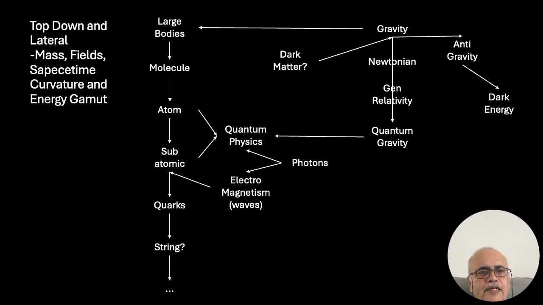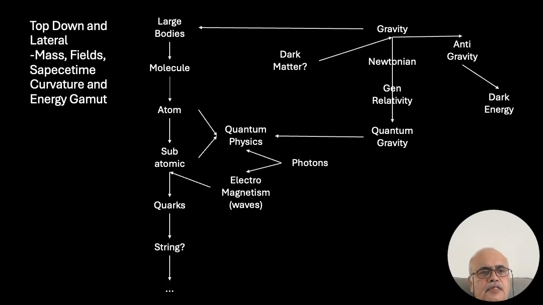On the left hand side, you think of large bodies like you and me, and then planets and the universe and whatnot. Then we come to a level where it is molecules, and then you have atoms, then subatomic particles like electrons, and then subatomic particles, if you want to call them that, like quarks. And then there is string theory, which is still below that, which is being proposed but not yet proven.